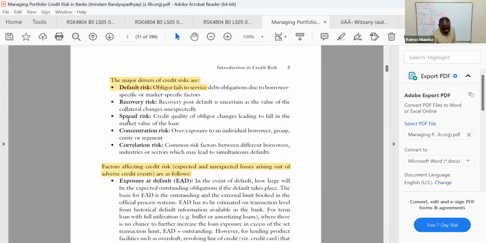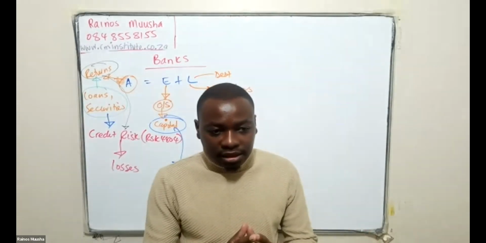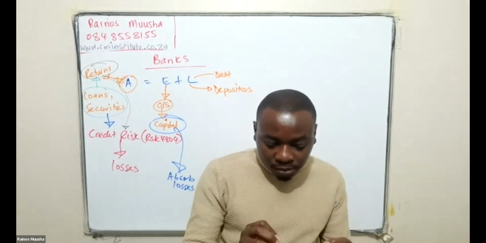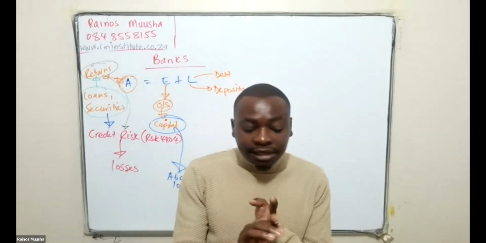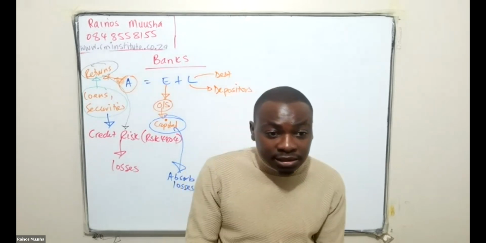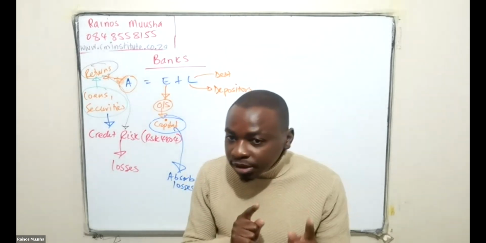Now, when you look at recovery risk, we're basically saying when default happens, two things are going to happen. When we say default has happened, it basically means that the customer has failed to repay the principal amount or failed to repay the interest when it falls due. That's when we say default has been triggered. So when that happens, there are going to be two possibilities.